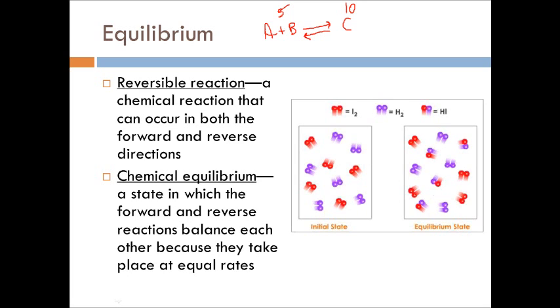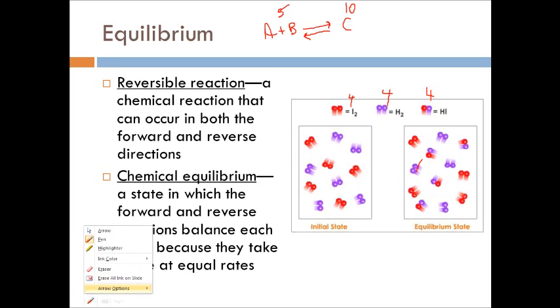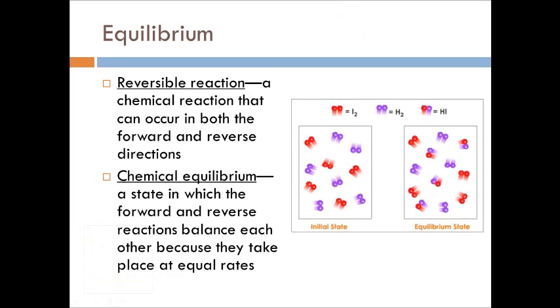Alright, so if you look at this picture here, you have I2 and H2 that start out, they start reacting, they form HI, but if you notice here in the equilibrium state, we'll have 1, 2, 3, 4 I2s, 1, 2, 3, 4 H2s, and 1, 2, 3, 4 HIs. And so that will be the case for everything, all the time, once it reaches equilibrium.